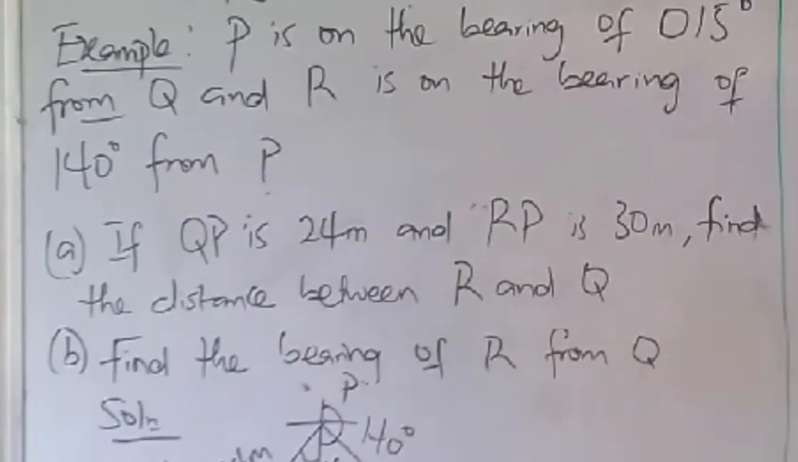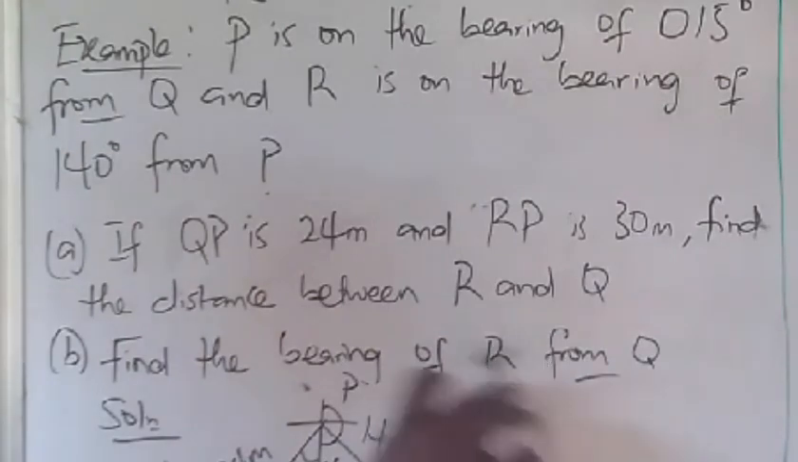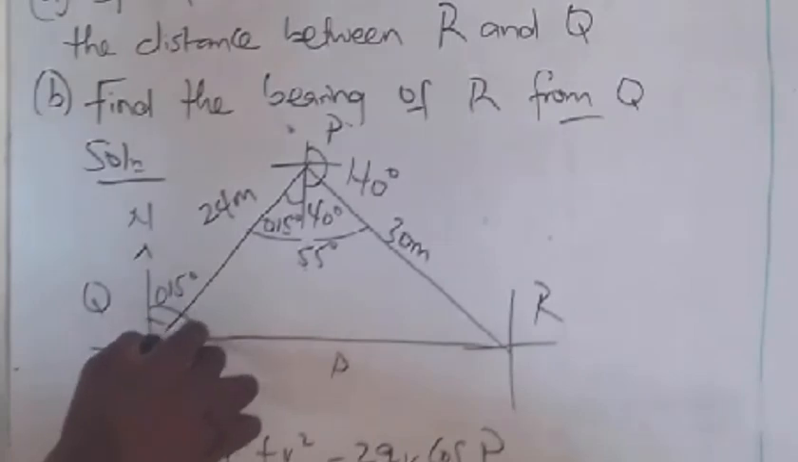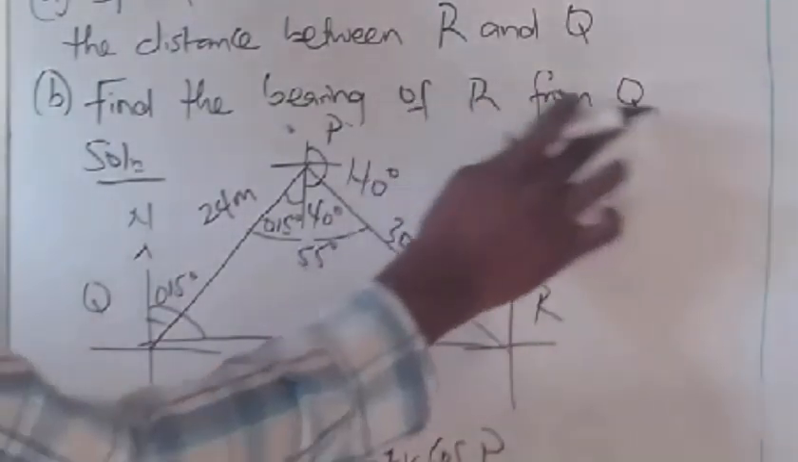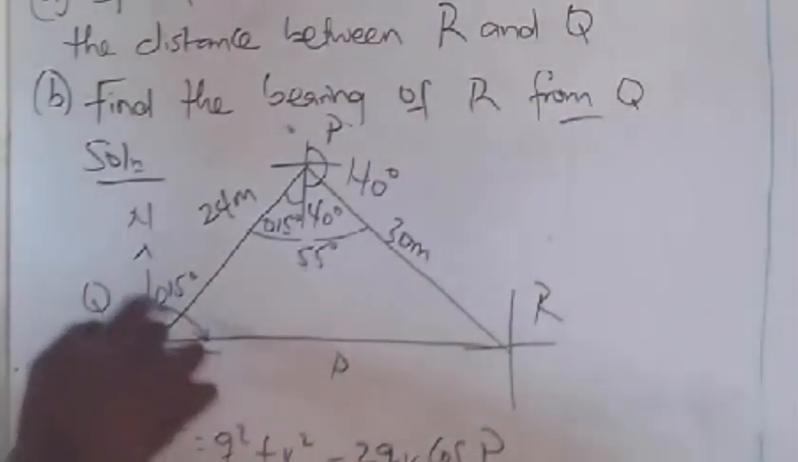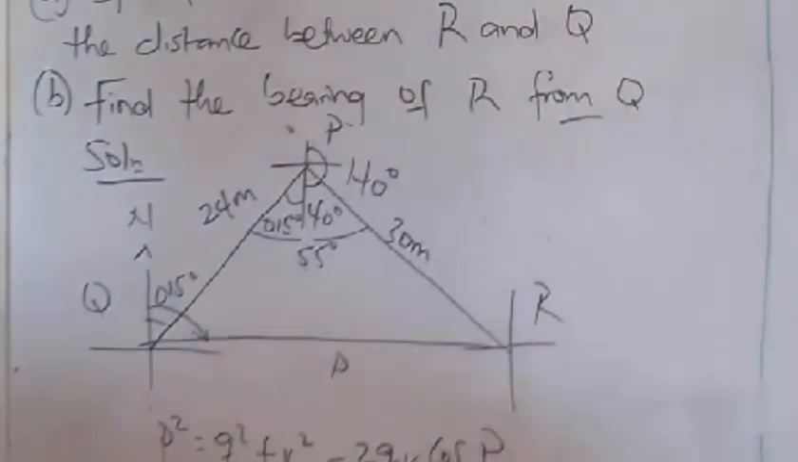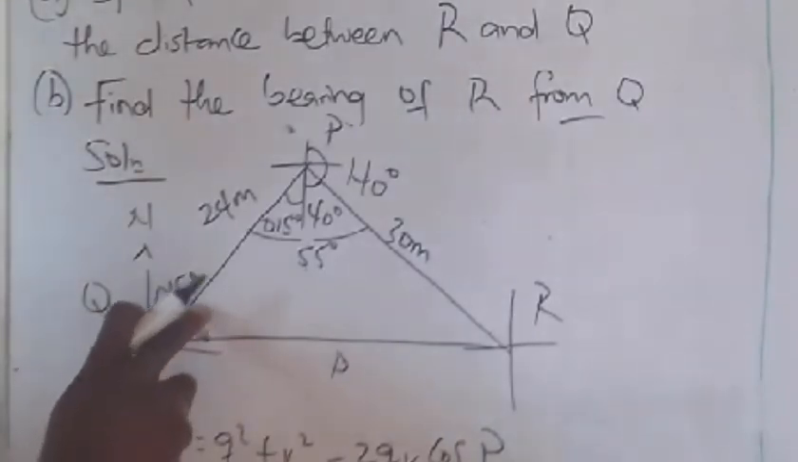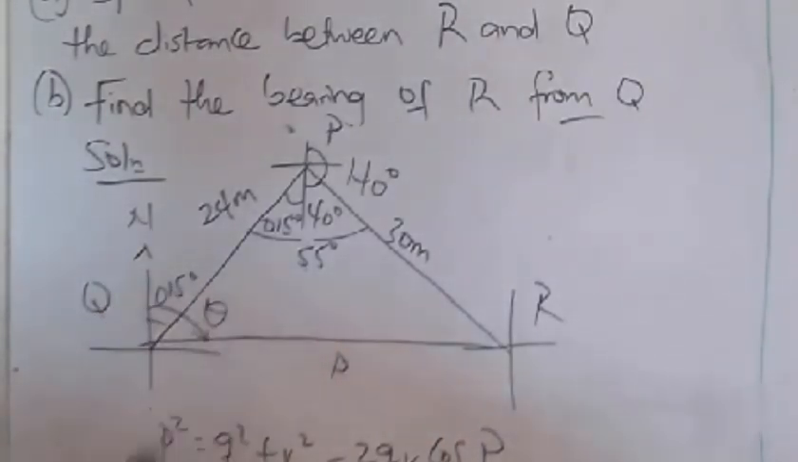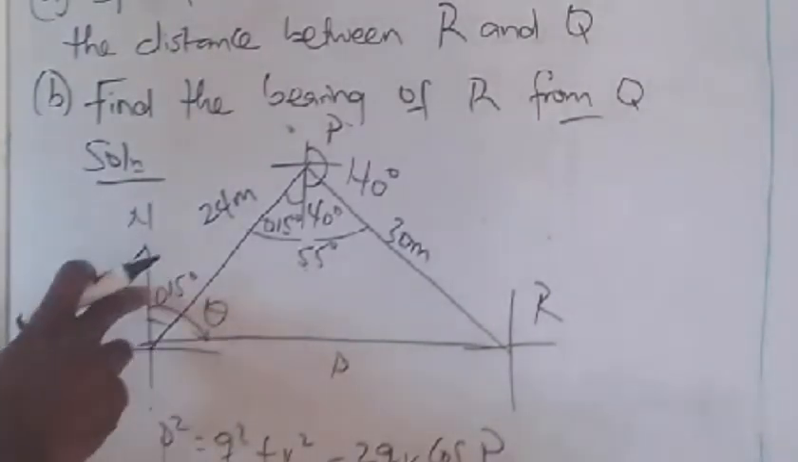Now to solve for B, in this case, we have to find the bearing of R from Q. So you start measuring your angle from Q. That becomes from here to here, because this is R. R from Q becomes from this point to this point. This is R's line. So I'm looking for this angle here. Now I know this small part already, so let's make that place theta. Now, I can easily get this place, then I'll add it to this one to get the bearing of R from Q.